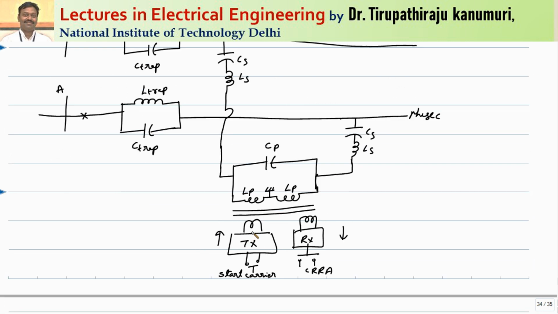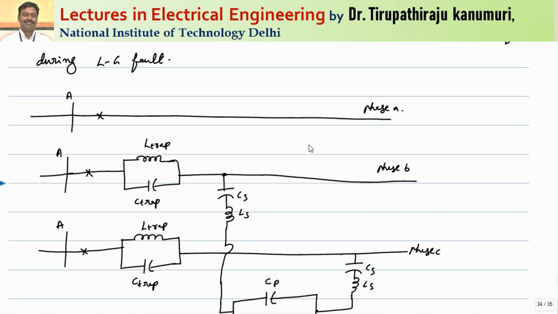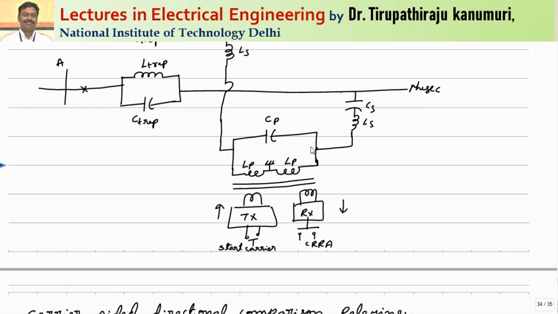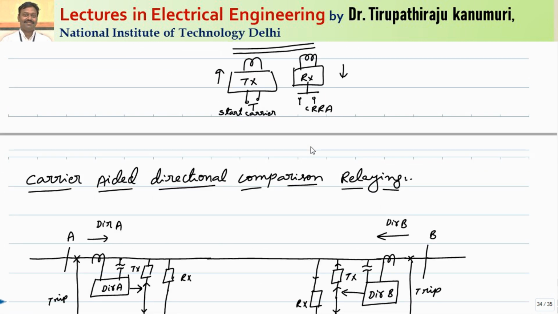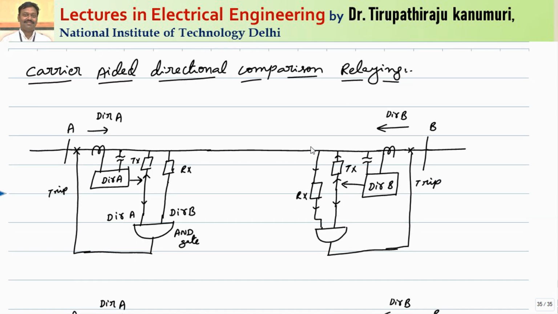In a similar way, when you want to transmit, it will be easily transmitted to this LP, and that will be injected between these two lines. As it is injected between the two lines, that's why this is called line to line coupling. I hope how the coupling is done and the purpose of each block is clear to you. So let us proceed to the basic introduction to carrier aided directional comparison relaying.